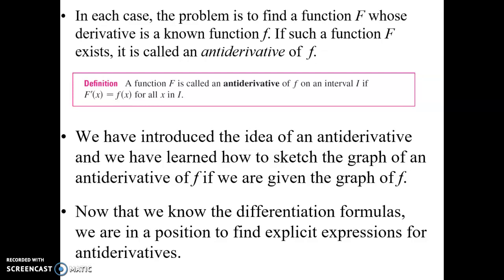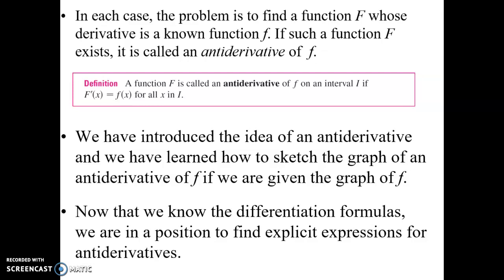So we have introduced the idea of antiderivatives, and we learned how to sketch the graph of an antiderivative in section 4.4 if we're given the graph of the derivative. Now we want to know the differentiation formulas that are in a position to find the explicit expressions for the antiderivative.